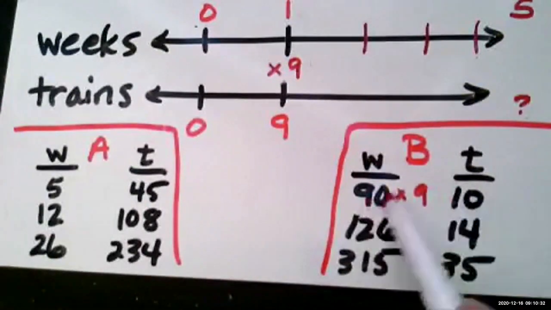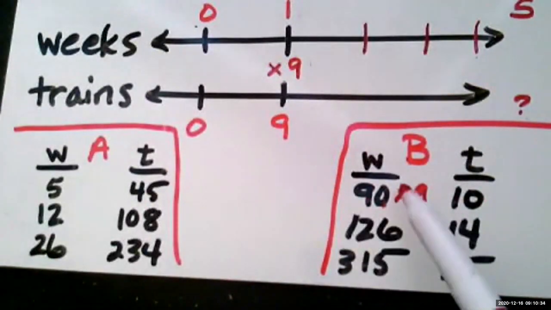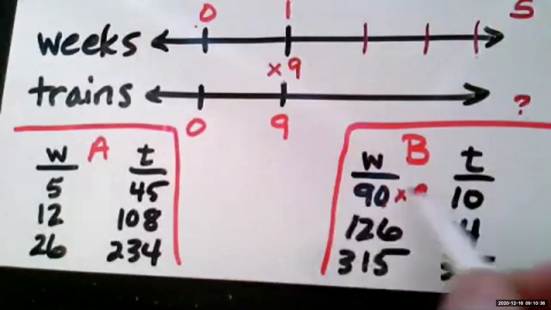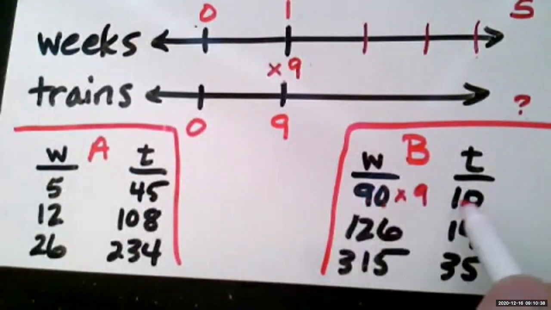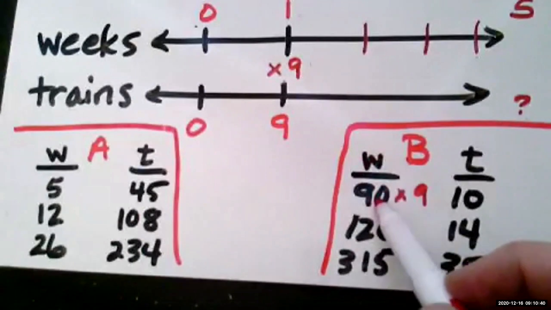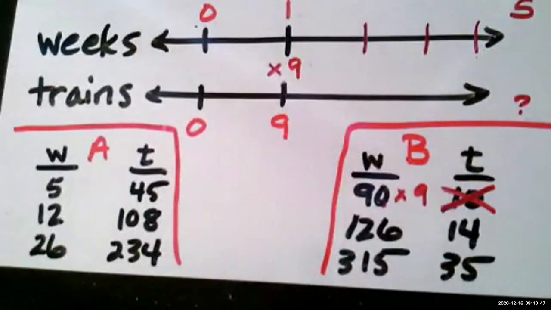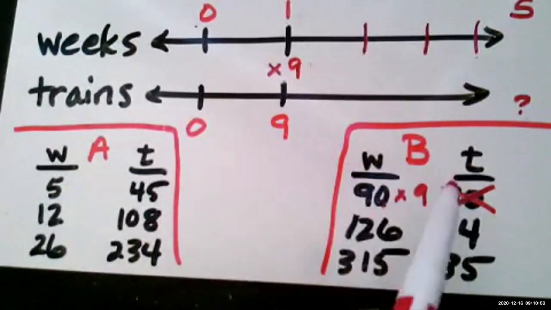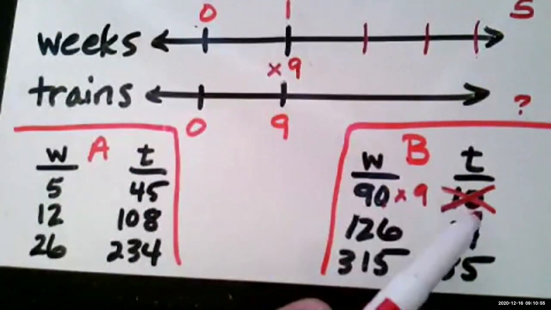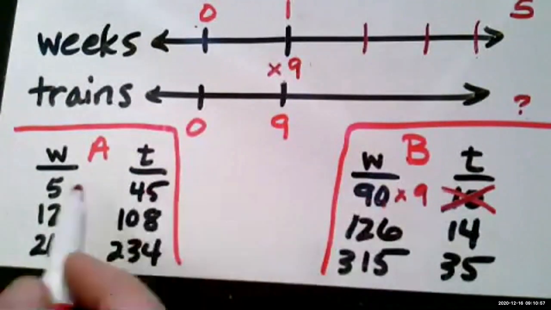So what they've done here to try to trick you on choice B is they flip-flopped the weeks and the trains. They said in 90 weeks, you could only build 10 trains. That is absolutely incorrect because you can build more trains in 1 week than what this allows. So B is automatically wrong, and this very first example is why.